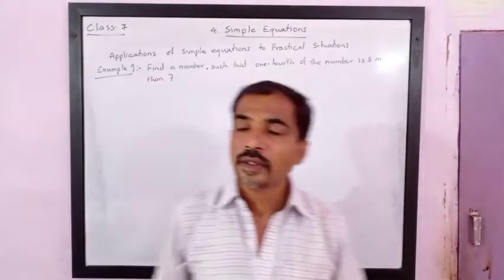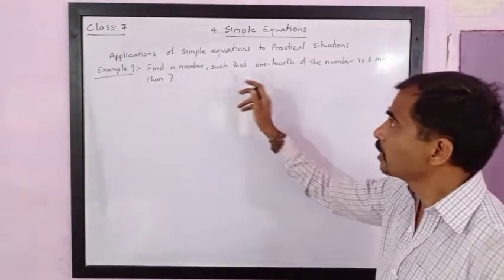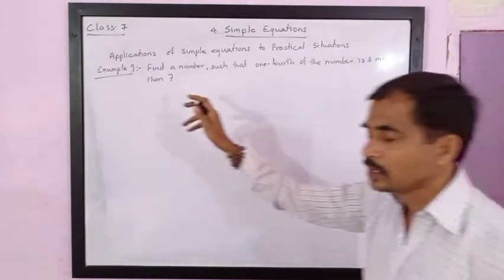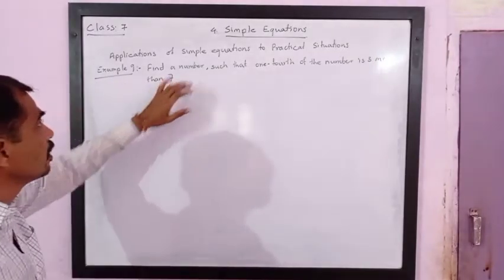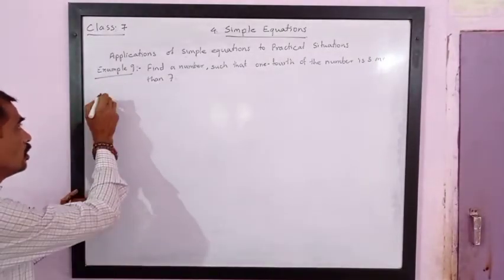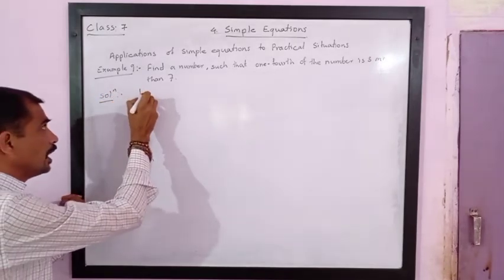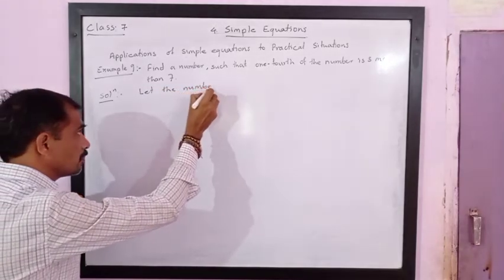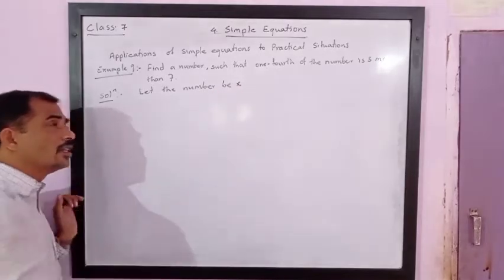Dear friends, next example is example number 9. Find a number such that 1/4 of the number is 3 more than 7. Now, try to understand this. Find a number. So, let the number be x. Again, I have taken x variable, you can take another variable as well.